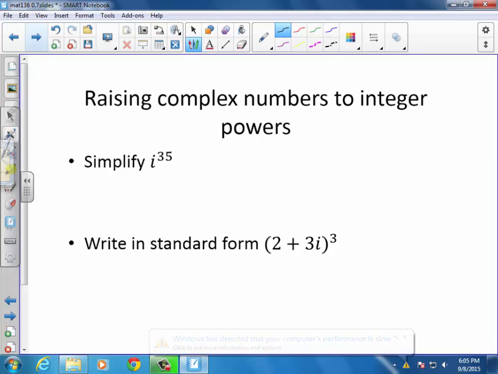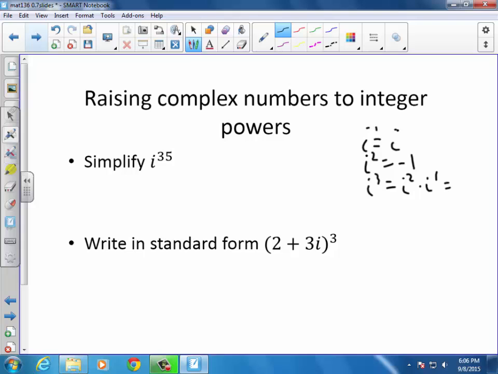The last thing we're going to talk about is raising complex numbers to integer powers. Something like simplifying i to the 35th power. Well, here's something to keep in mind. If you have i by itself, i to the first is just i. If you have i to the second, that's -1. If you have i to the third, well, that's i to the second times i to the first. But i to the second is -1, so this is going to be negative i.